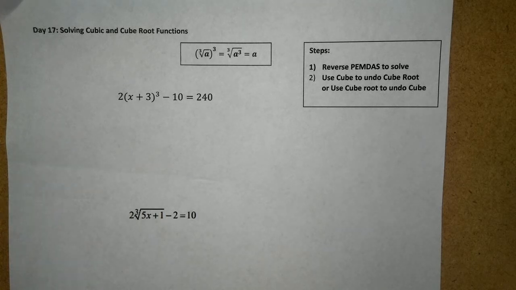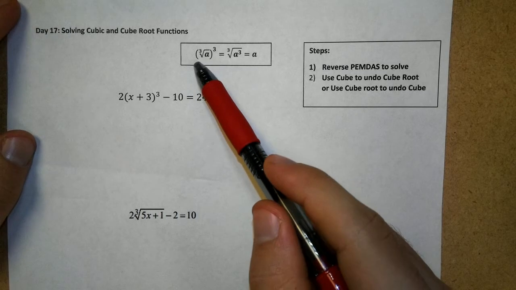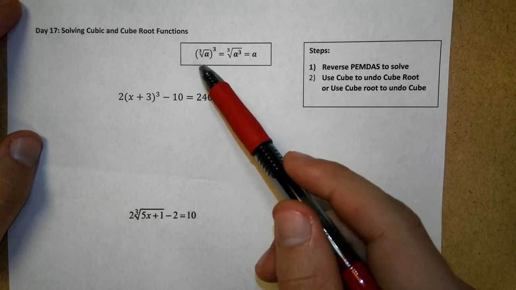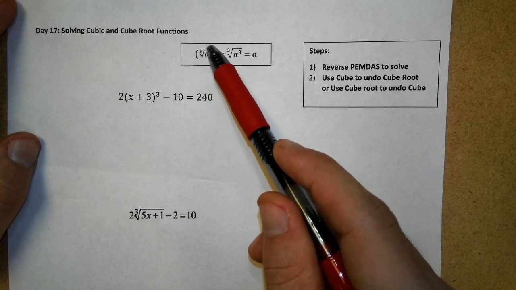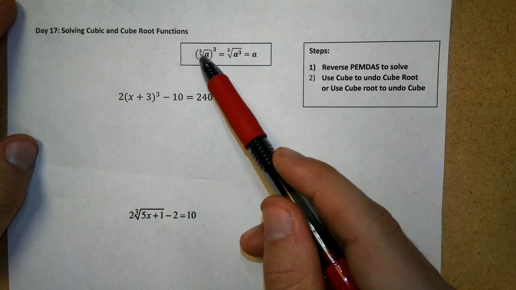Our topic for today is going to be solving cubic and cube root functions. So the main thing that we want to note is that the cube root and the cube are inverse operations. They undo each other. And so when we look at this statement, when we cube a cube root, that's just going to equal a, or give us what's underneath here.